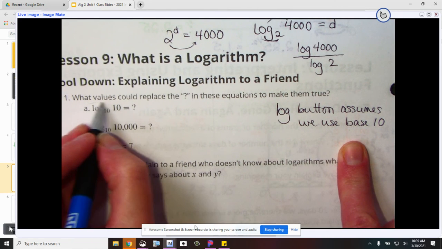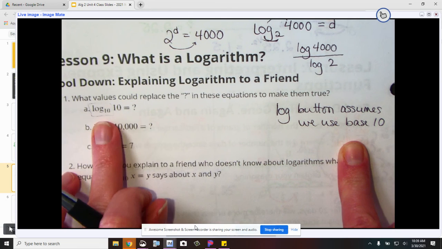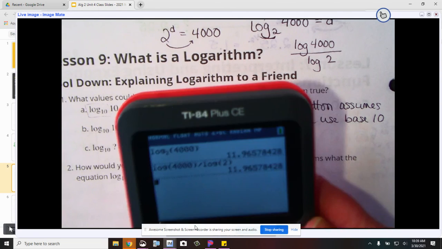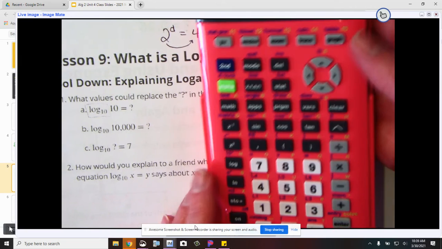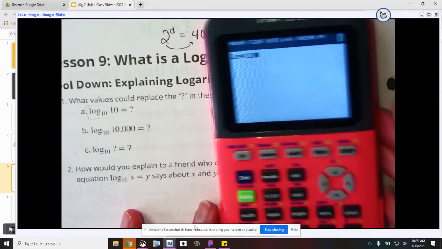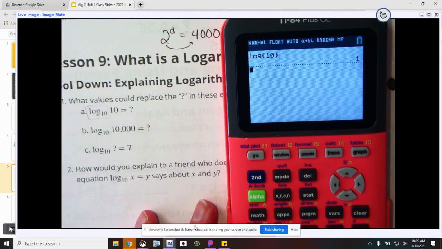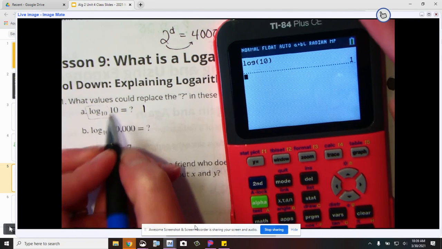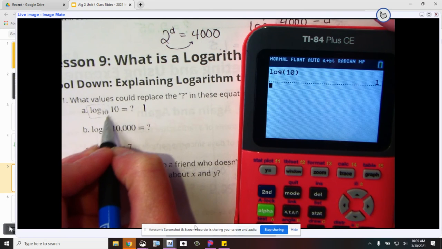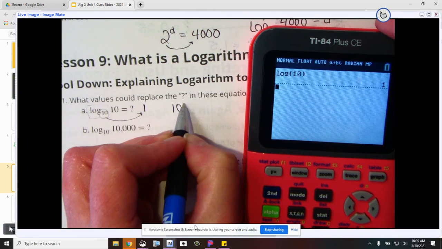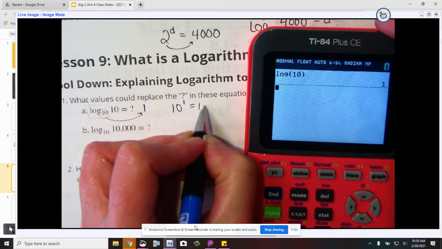So if we were to type into our calculator log 10 without changing any base, it assumes that we want base 10. So these are really nice. I can just push log 10, and you can do this on any calculator too, and find out that it would equal 1, because 10 base 10 to the first power equals 10.